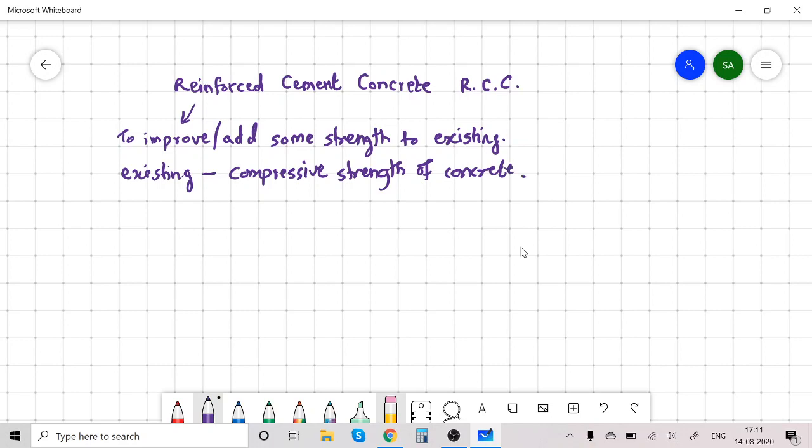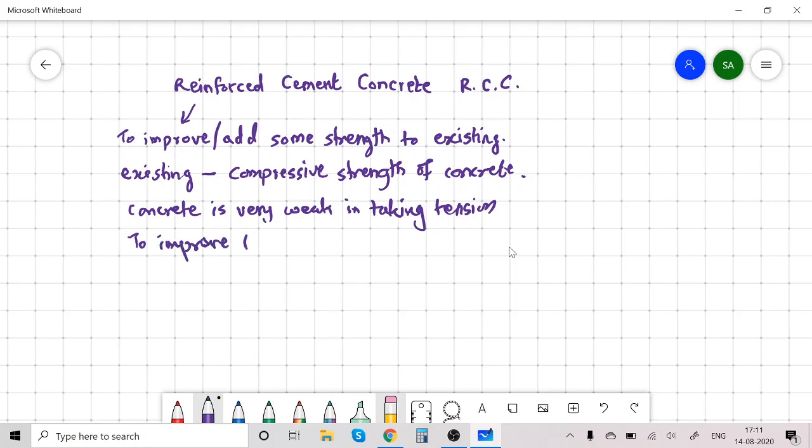But concrete is very weak in taking tension. So to improve the tensile strength of concrete, as its tensile strength is only 10% of its compressive strength. Remember, the tensile strength of concrete is only about 10% of its compressive strength.